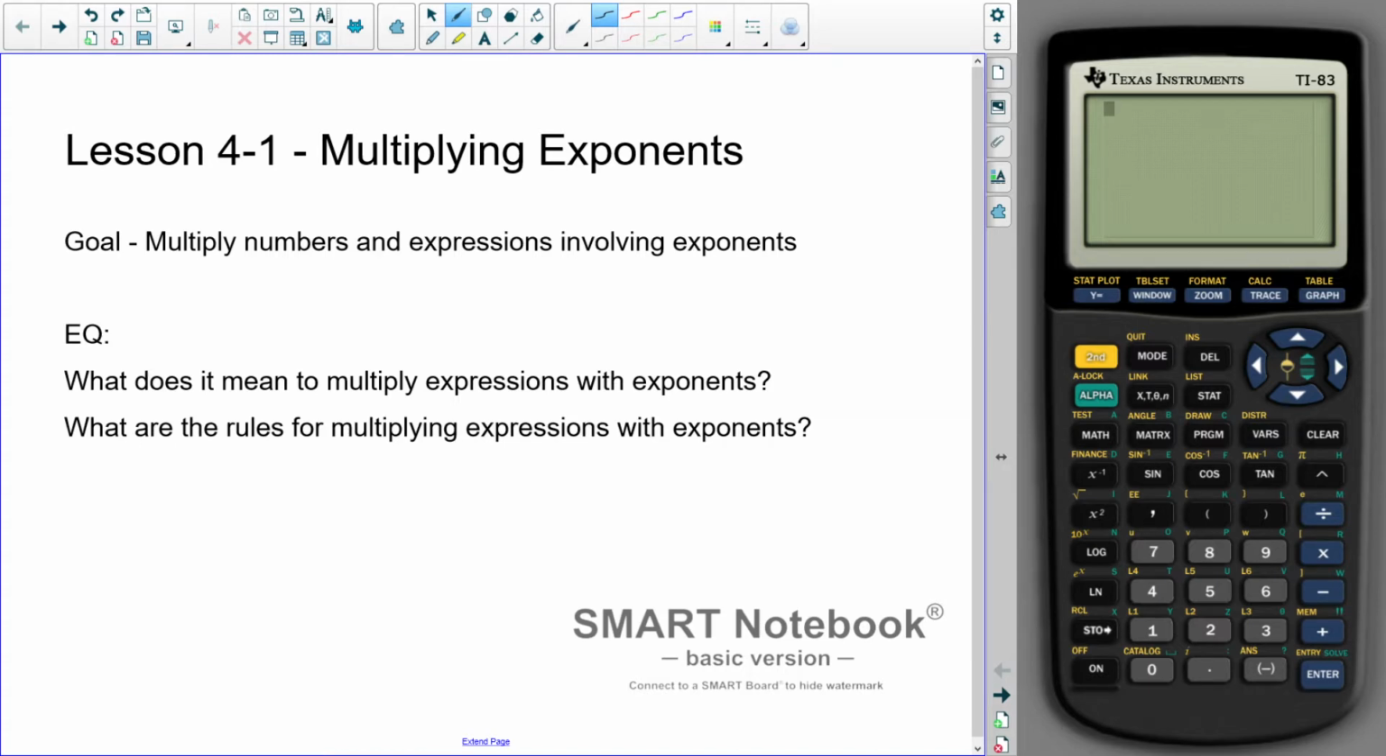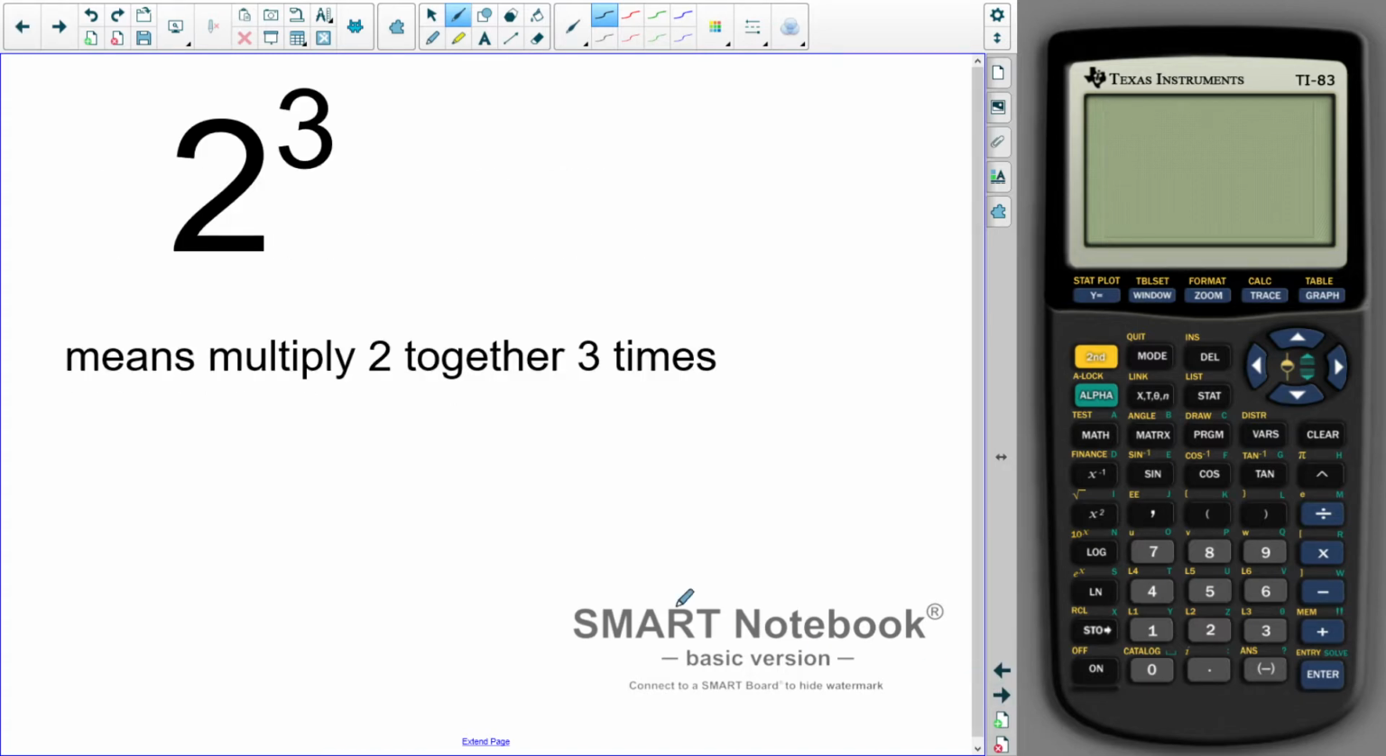Let's start with some basic definitions. We have 2, and then this number up above, that's called an exponent or a power. This just means 2 multiplied together 3 times. So this means 2 times 2 times 2, which in this case is 8. 2 times 2 is 4, and 4 times 2 is 8.